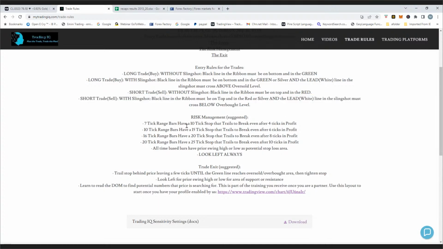Now the risk management. Whenever we put a trade on with a 7-tick range bar, I think Al, you would ask this, right, Alan? With a 7-tick range bar, you start out with a 10-tick stop and move the stop to break even after 4 ticks in profit. With a 10-tick range bar, start out with a 15-tick stop, move it to break even after 6 ticks in profit. With a 16-tick range bar, 20-tick stop, move the stop to break even after 8 ticks in profit. With a 20-tick range bar, 25-tick stop, move to break even after 10 ticks in profit. Always looking left, all right? With the time-based bars, you're going to have to look left to see where you should go.